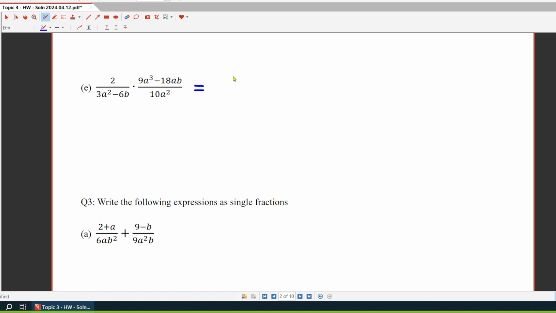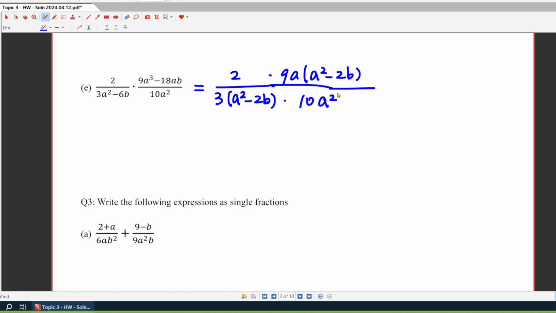So this is basically equals 2 times, we can put 3 in front, and then times 9a in front, a squared minus 2b here, right? And times 10a squared. And eventually this can be simplified to 3 over 5a. Did you get it?